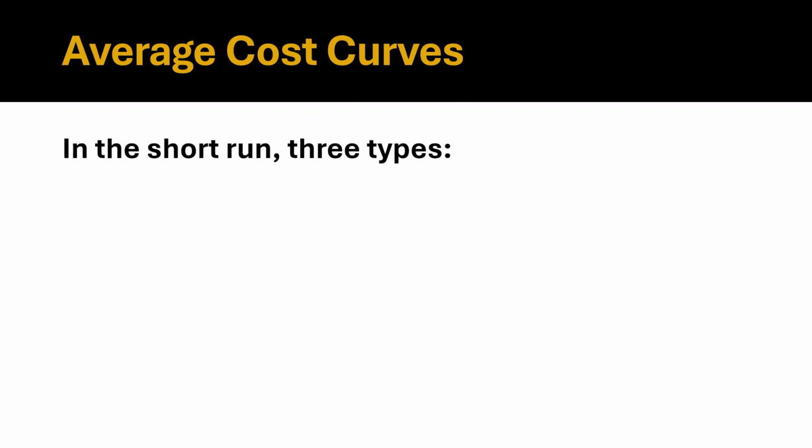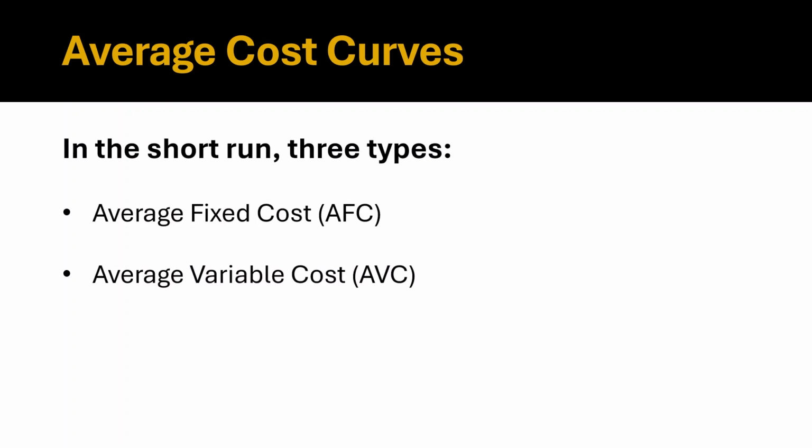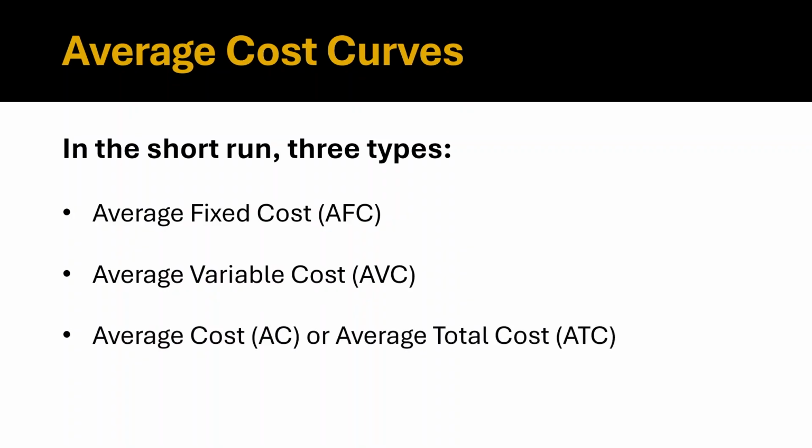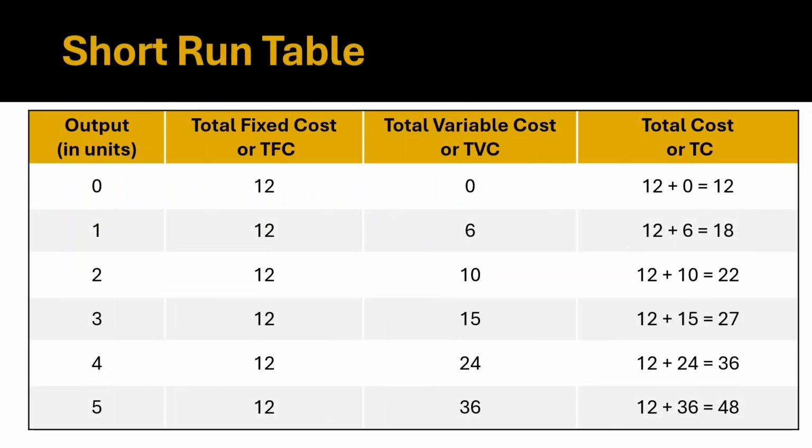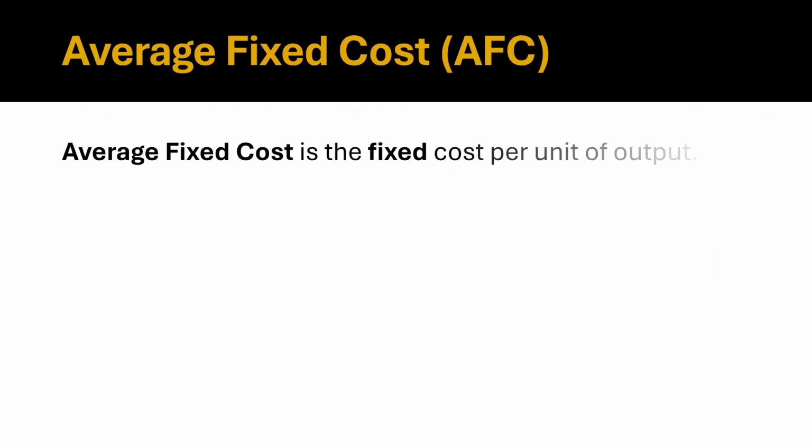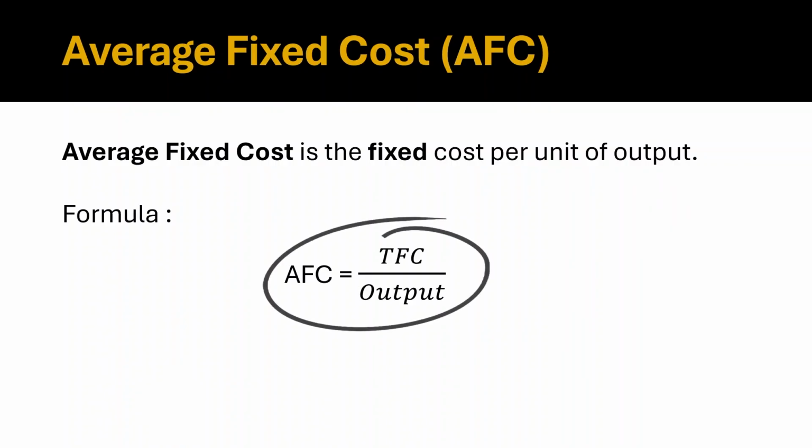There are three average cost curves you must know: average fixed cost, average variable cost, and average cost, also called average total cost. We will derive each one directly from the same table we used in the previous video. Let's start with average fixed cost. Average fixed cost is the fixed cost per unit of output. It is calculated as total fixed cost divided by output.